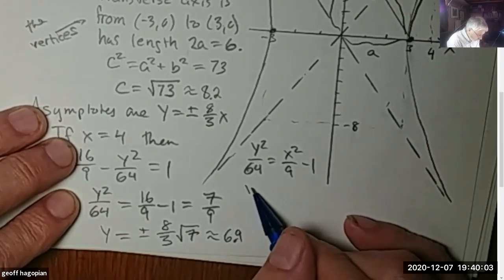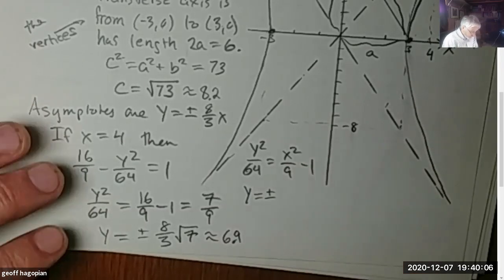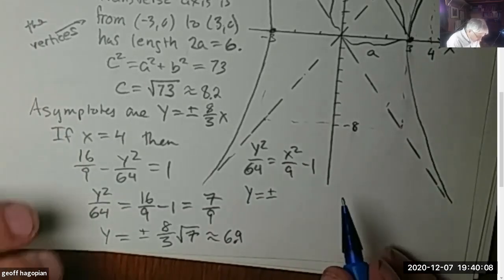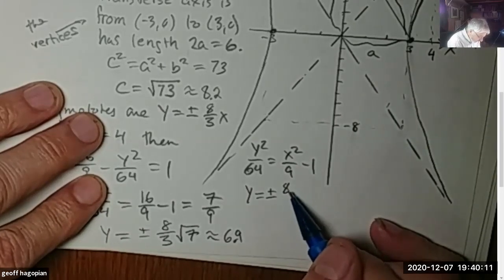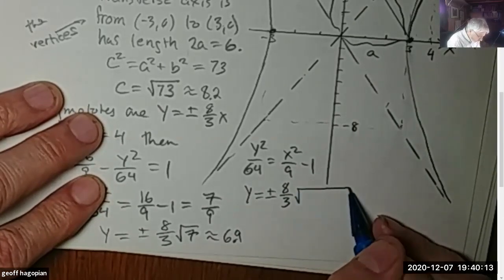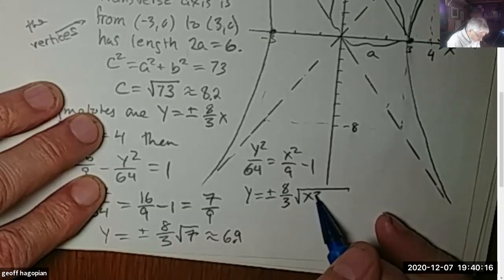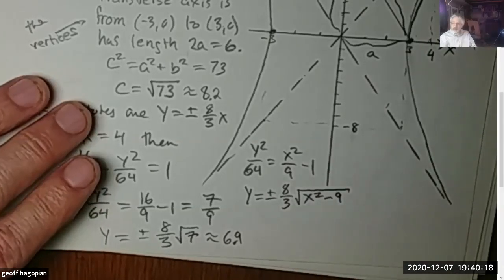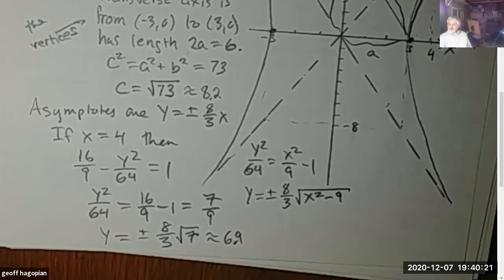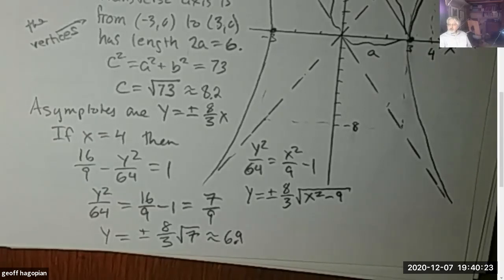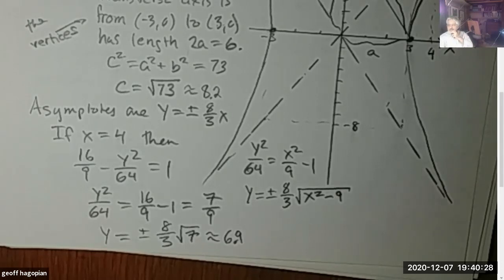And so then you can write y equals plus or minus, well, I want to write it this way, 8/3 square root of x squared minus 9. Is that convincing? So you'd have to get a common denominator on the right side. So x squared over 9 minus 9 ninths, right? And then factor out the 1 over 9, multiply by 64. So you got 64 over 9 times the square root of x squared minus 9. When you take square roots, you get this, right?